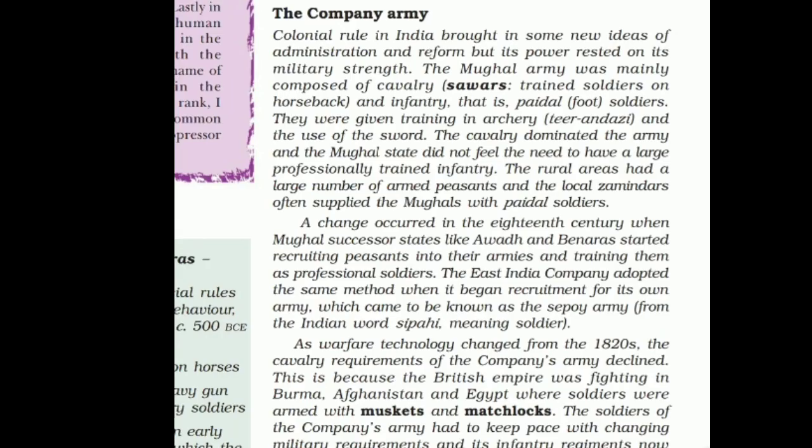The Company Army. The Company Army consisted of cavalry, that is trained soldiers on horseback, and infantry, or foot soldiers, trained in archery and using the sword. In the 18th century, Awadh and Banaras recruited peasants into the army. They were recruited into the East India Company and were called sepoys. After 1820, cavalry decreased as the company fought with Burma, Afghanistan and Egypt, who used muskets and matchlocks, that is guns. Steam technology came in the early 19th century.